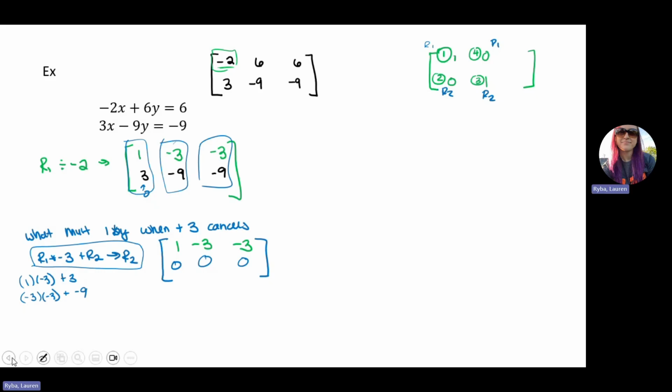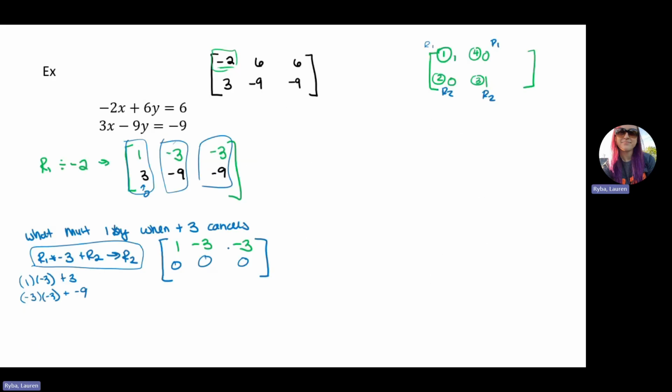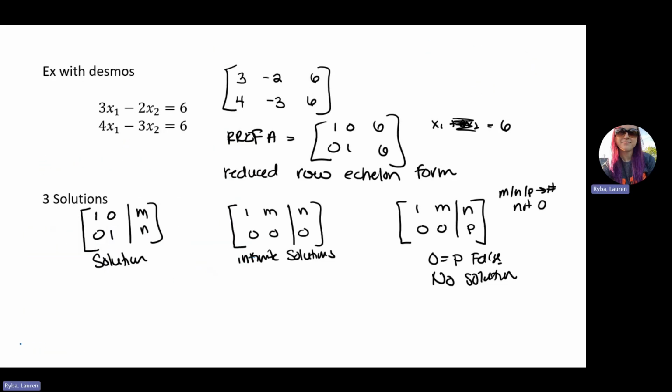Which one is it? Infinite solutions right there. Do you have to memorize that? No. Anytime you're doing your homework or a quick check or a test, do you have access to your notes? Yes. So you can always look back and say, oh, shoot, is that infinite or no solution? I don't remember. Let me look it back up.